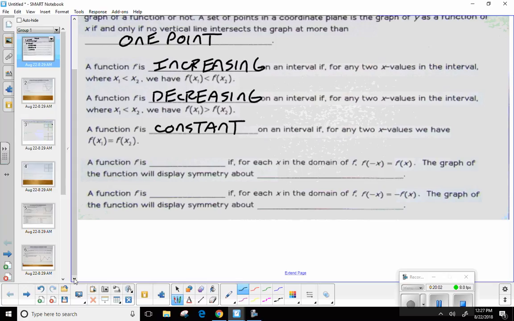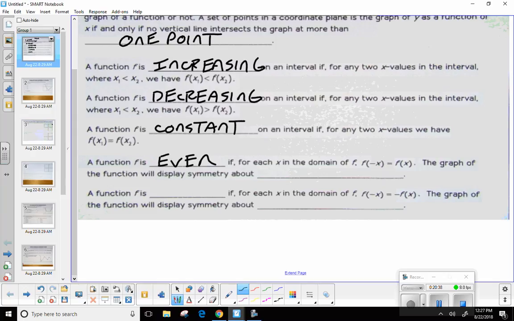So let's see this one. A function f is blank if for each x in the domain of f, f of negative x equals f of x. This one starts with an E. Equivalent, again, great word, not the one I'm fishing for. And see, this depends on the teacher. Maybe you talked about it in Algebra 2, maybe you didn't. The word is, and hopefully someone didn't say it and I didn't hear it, even. Did you say it? Oh, okay.